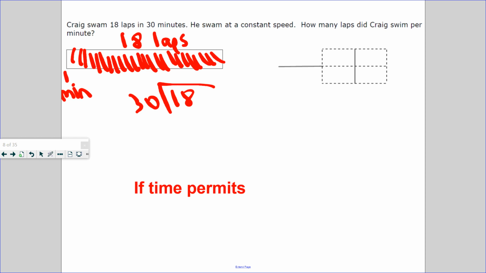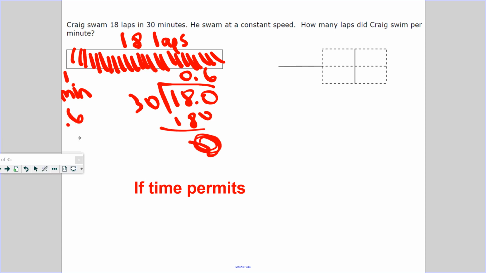Can 30 go in 18? No. I have to annex a 0. Can 30 go into 180? It goes in, oh goodness, 3, 6, 9, 12, 6 times. So he swims 0.6 laps. So he can't do a full lap. He does a little more than half of a lap every minute.